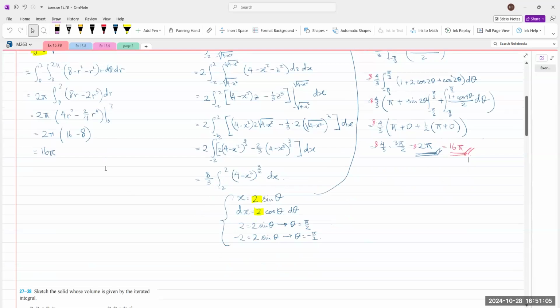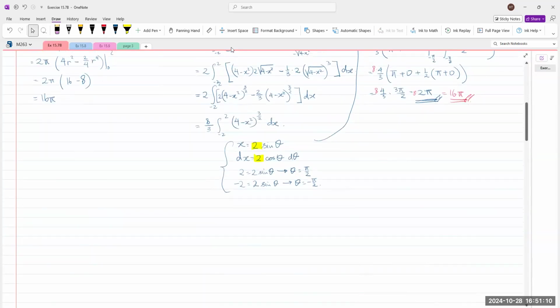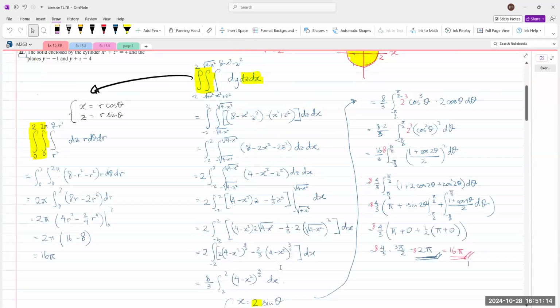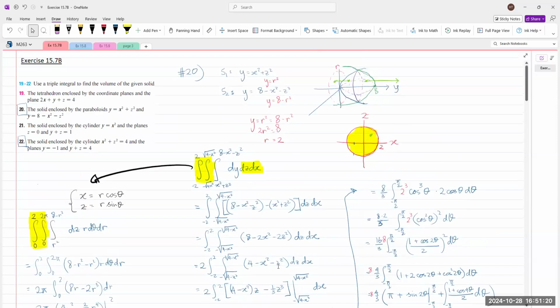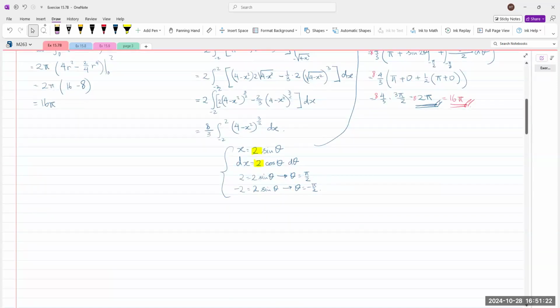Let's go on to number 22. You'll see the difficult part is actually not with the integrals. Yes, I did make a mistake, but that's a silly mistake though. Okay, number 22. The solid enclosed by the cylinder x squared plus z squared equals 4. Oh, the same thing, huh? Similar to what we had earlier.